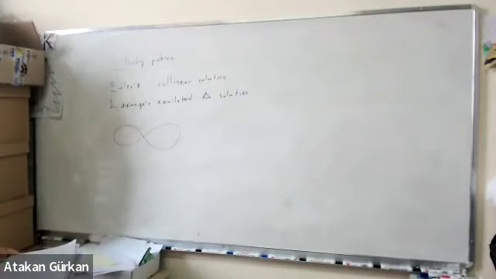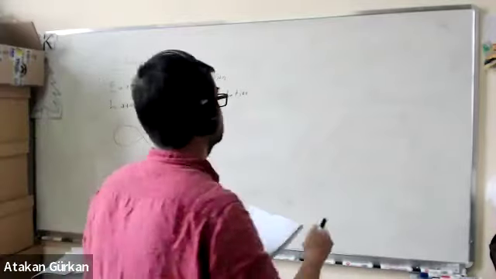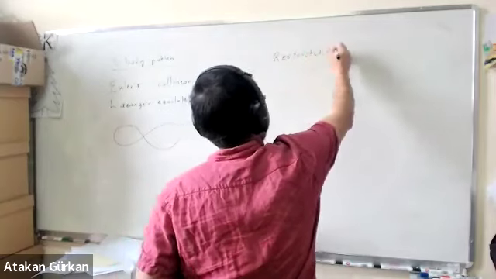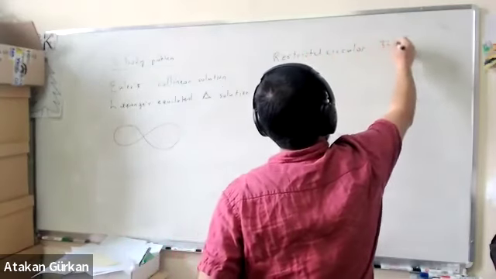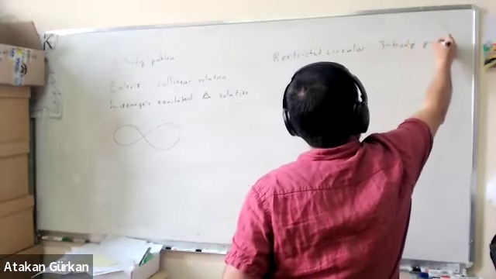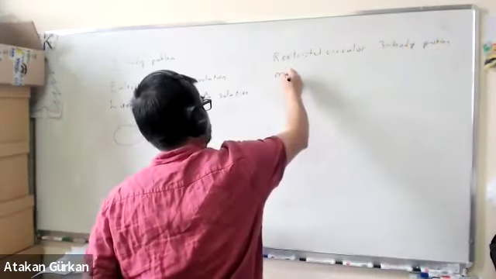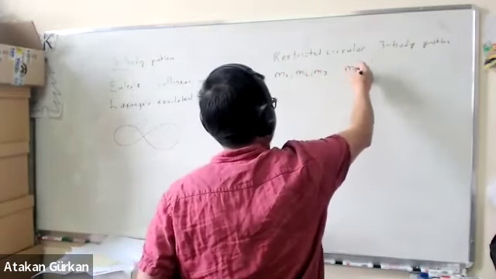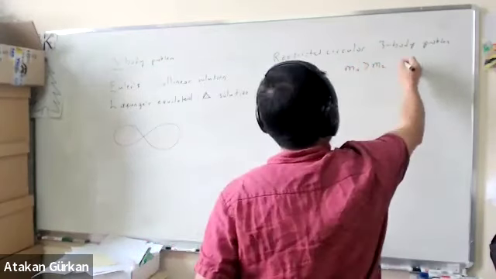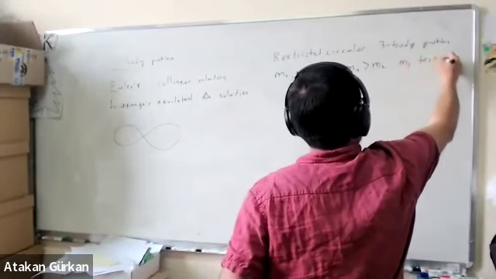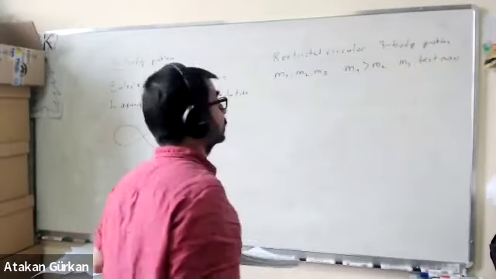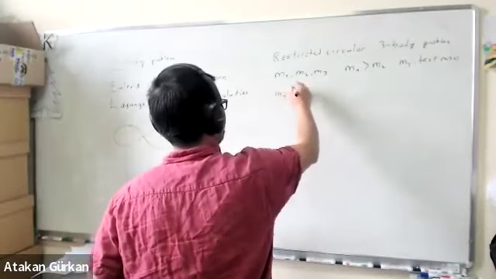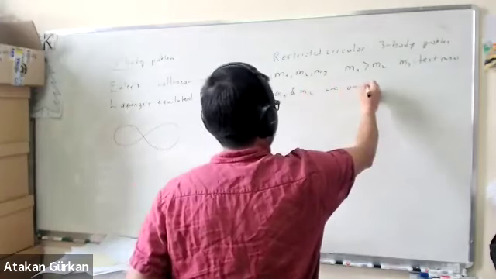There is, however, one particular solution, and that's the restricted circular three-body problem. Now, what does this mean? Well, I have M1, M2, and M3. Let's just assume M1 is larger than M2, and M3 is a test mass. So that's the restricted part. The circular part is that M1 and M2 are on a circular orbit.